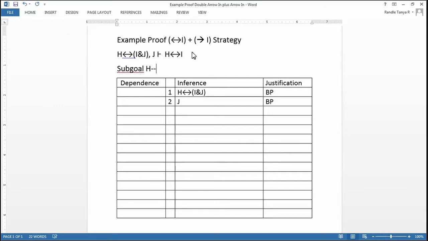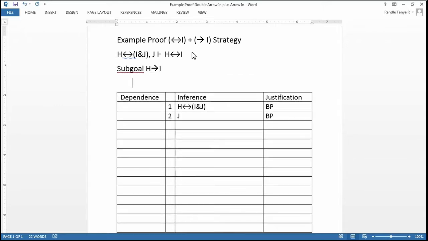H arrow I and I arrow H. If I can get both of these conditionals, I can use the double arrow in rule to derive this biconditional. So I'm going to set these two conditionals as my subgoals, and then I'm going to go for them one at a time. So I'm going to work on this conditional first.